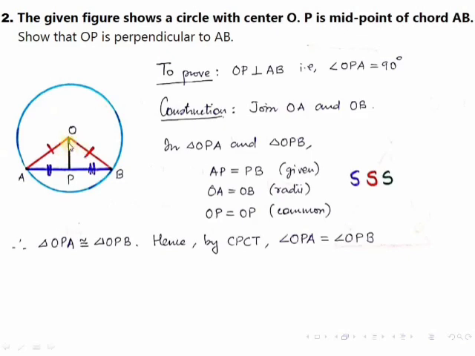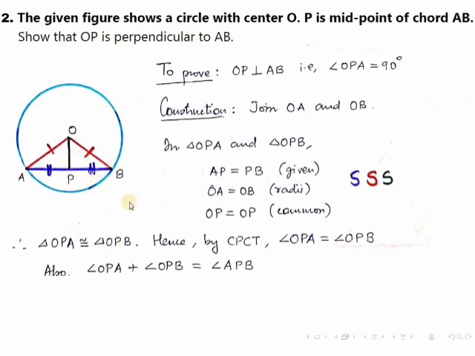So by CPCT, corresponding parts of congruent triangles, I can say that this angle OPA is equal to angle OPB, which is this angle. So this is by CPCT. Now just look at this carefully. Tell me, what is the value of angle APB? Isn't this 180 degrees because this is a straight line? Yes.